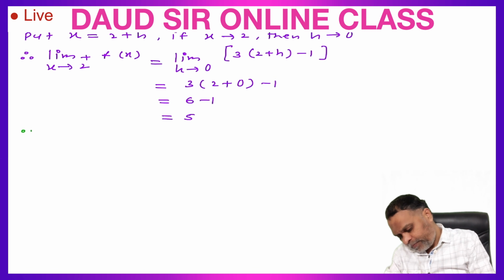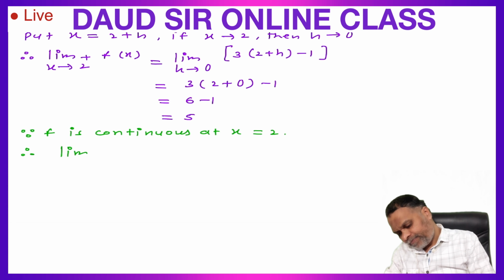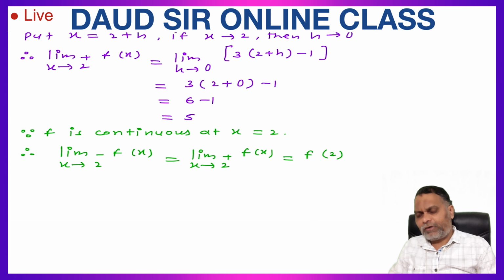Since f is continuous at x is equal to 2, therefore left hand limit is equal to right hand limit is equal to f of 2. All three values are equal.